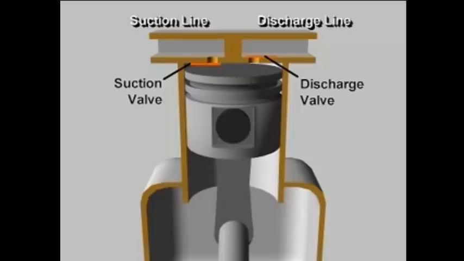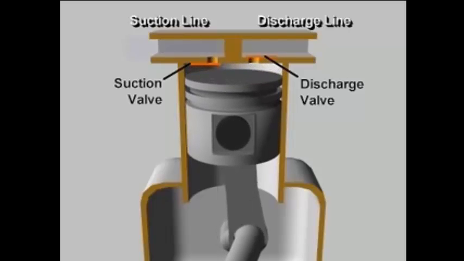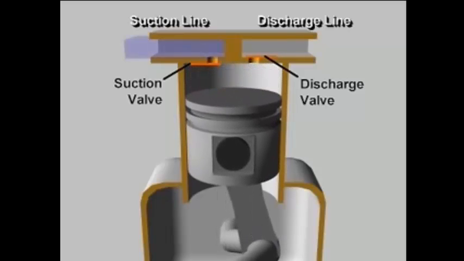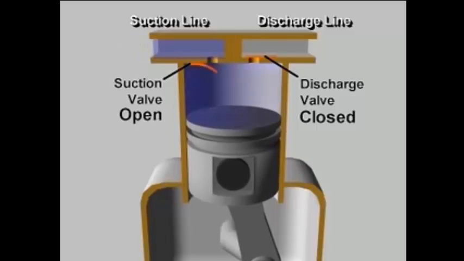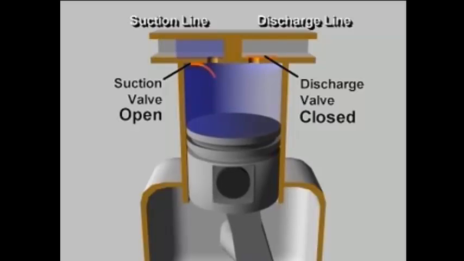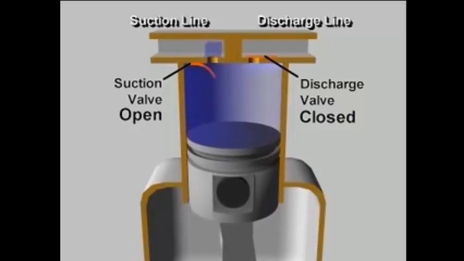Starting with the piston at the top of its stroke, or at top dead center, the piston begins to move downward as the crankshaft rotates. Because both valves are closed, the downward-moving piston reduces the pressure in the cylinder. As the pressure in the cylinder falls below the low side pressure in the suction line, the pressure difference opens the suction valve, letting refrigerant vapor flow into the cylinder. The piston continues down and pulls in more vapor until the cylinder is filled with low-pressure vapor at the bottom of its stroke.